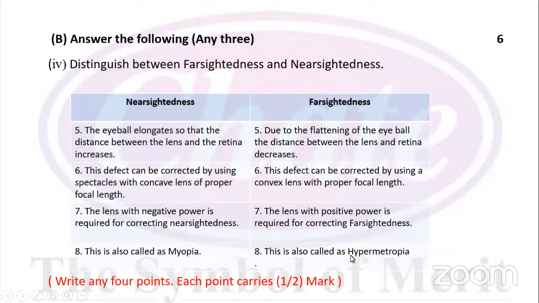So you can write any 4 points while writing down the answer for this question. Each point carries half a mark, so you have to write at least 4 points to get the complete 2 marks in this question.